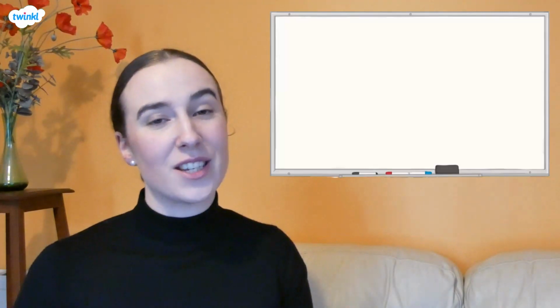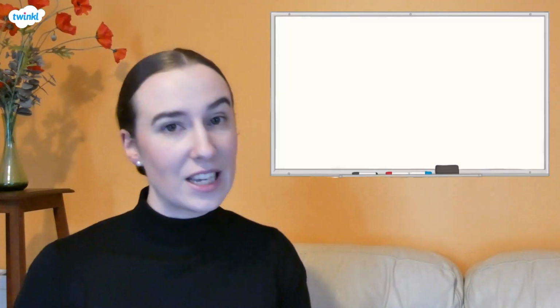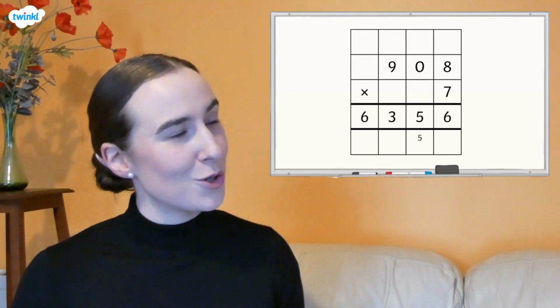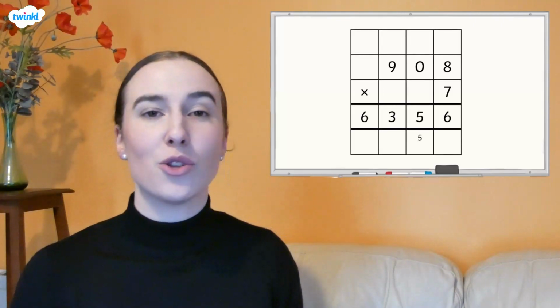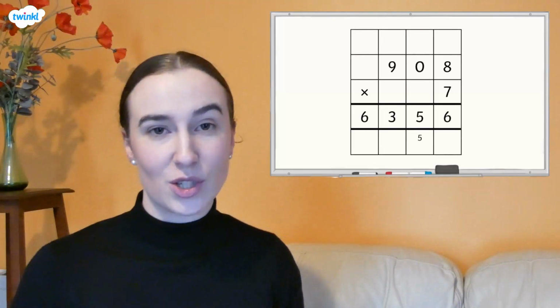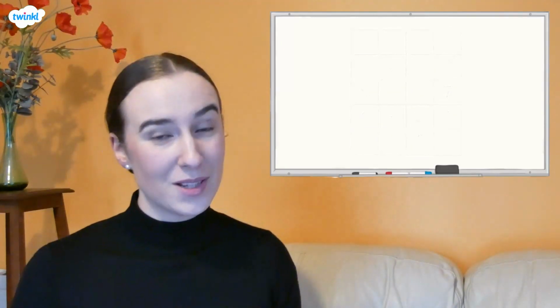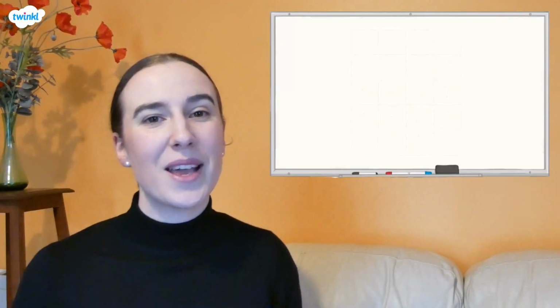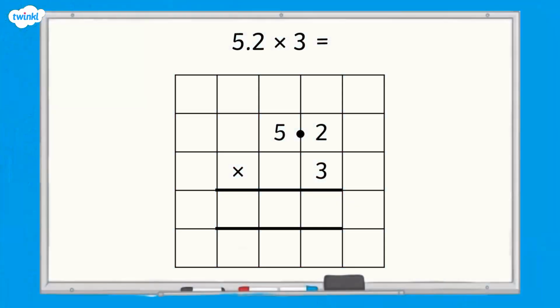Short multiplication is a written method of calculation. This example shows short multiplication being used to multiply integers or whole numbers, but we are going to use it to multiply with decimals. If you would like a reminder about the short multiplication method, you could always watch our short multiplication video. Let's work through a calculation together.